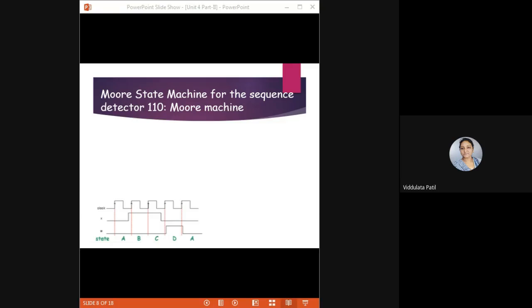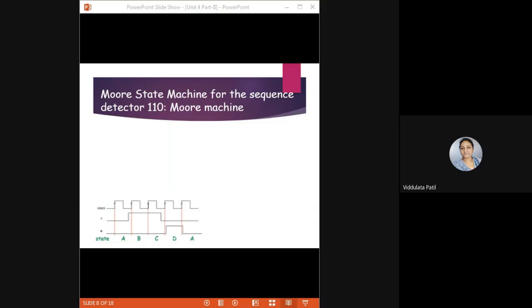So here, as this is a Moore machine, the number of states is more. Actually we want to detect a sequence of 110, but we require 4 states. So remember that whenever you are drawing a state diagram using the Moore model, there will be one state more whenever you are designing a sequence detector. Okay, meaning if you want to detect a 3 bit sequence, you will have 4 states. So here you will find 4 states, that is S0 to S3.